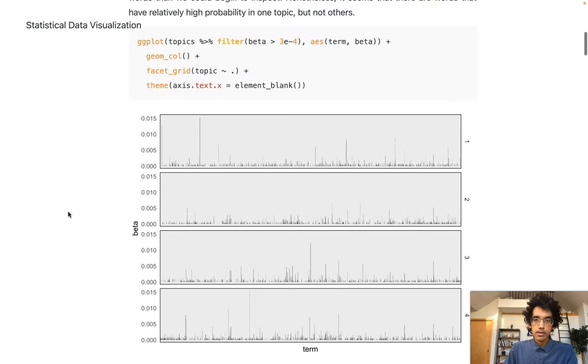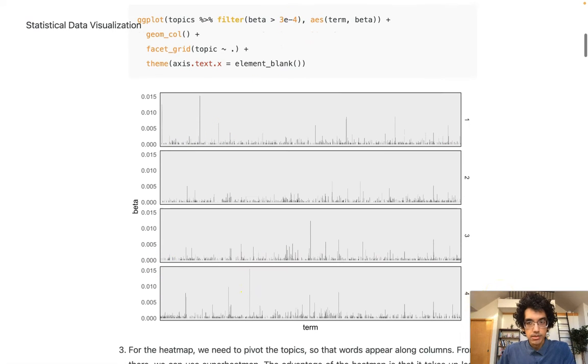Okay, so here is the faceted bar plot approach. Here there are 4 different topics. Each bar corresponds to one word. We filtered out the words which have really small probability, and this is what we get. So you imagine topic 1 has a lot of weight on these couple words, and then relatively low on the rest. Okay. So that's how you can make a bar plot.